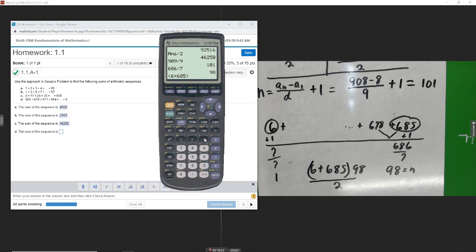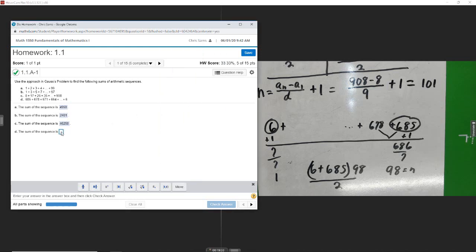So 6 plus 685 times 98 divided by 2. And that gives us 33,859.